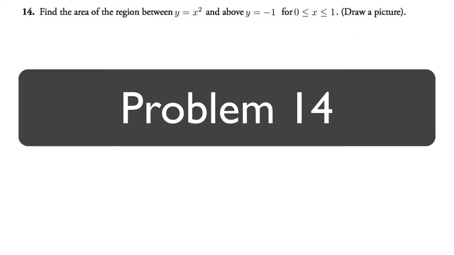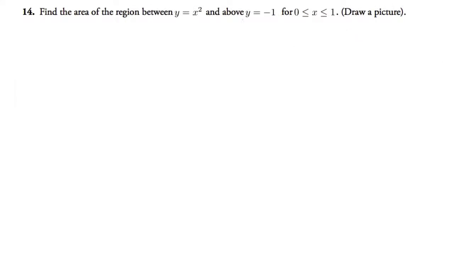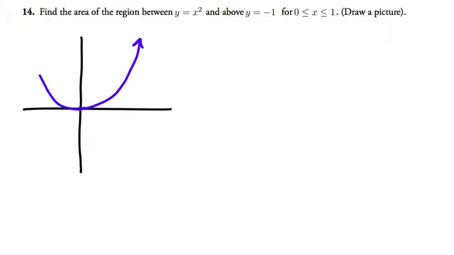Okay, now we need to find the area of the region between y equals x squared and above y equals negative 1. Interesting. So let's draw a picture of that and see what it looks like. y equals x squared looks like that. And y equals negative 1 is down here, a horizontal line at negative 1. And from 0 to 1, that's from 0 to the number 1. So the area that we're looking for is all of that.